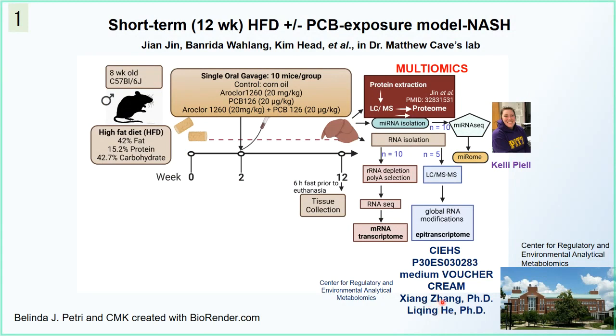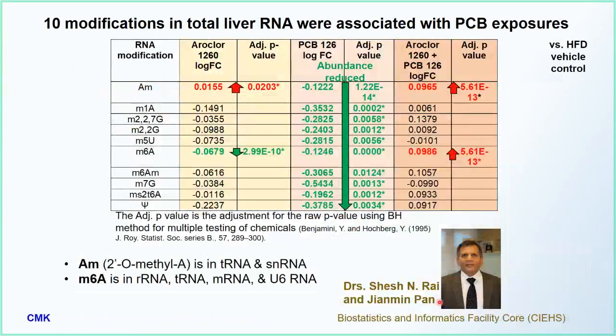Xiang Zhang's lab, and he's the director of the CREAM core. So what did we see? Now, these data were analyzed by Shesh Ra and Jianmin Tan, who are in the Bioinformatics and Biostatistics Facility Core of the CIEHS P30 Center. So we identified 10 RNA modifications in total liver. This includes ribosomal RNA, tRNA, mRNA, lncRNAs, all the RNAs. It's not just mRNA. And so I've given it some color coding.